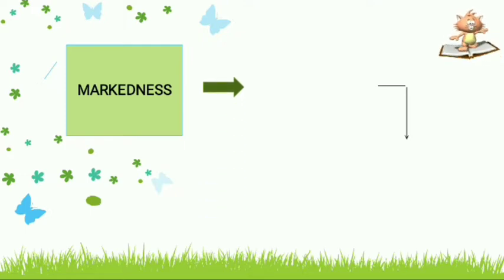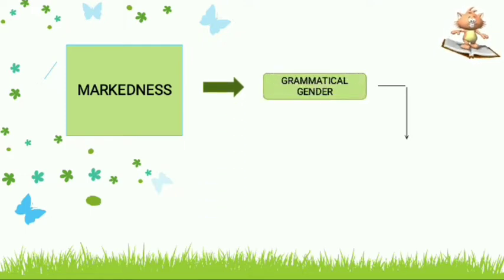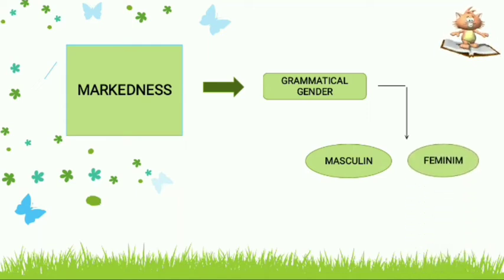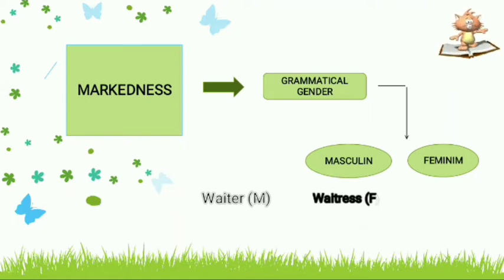Okay, and then about markedness. Markedness is actually related to grammatical gender. In grammatical gender, there are masculine and also feminine. So for markedness, for example, we can see the word waiter. This is masculine, and we can also see the word waitress. This is the feminine.